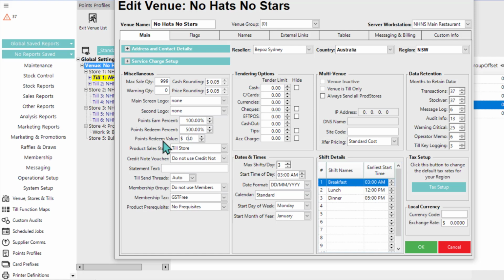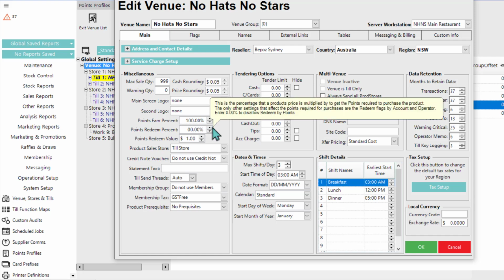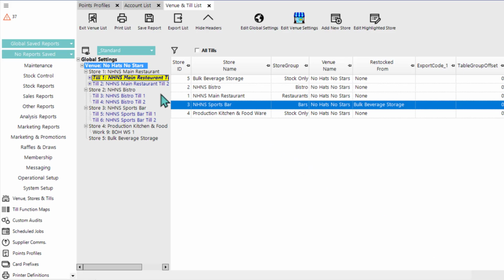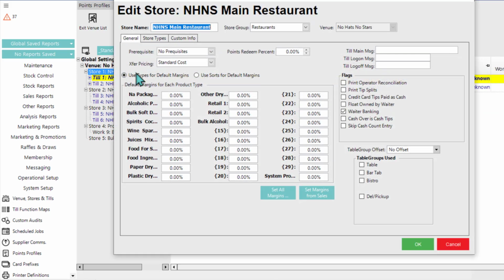But for us, I will just set this to 1, and let me go ahead and reset the points redeem percentage here to 100% also. Cool, so that covers the venue level point settings. Next, we will look at the store level points redeem percent. There is only one setting at the store level, just the store level points redeem percent. It just gives us some added flexibility within a venue.